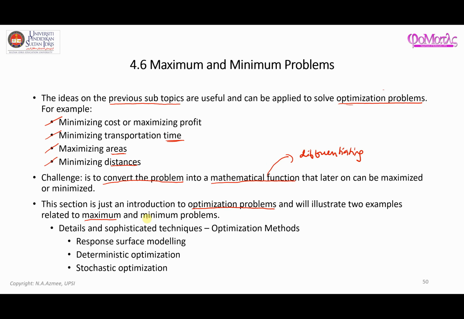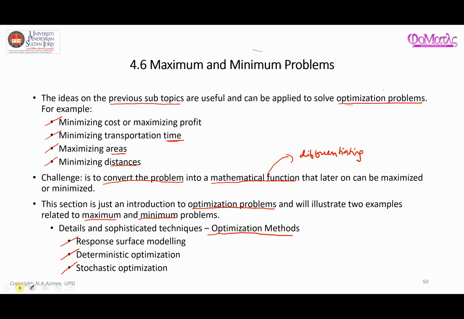Now, in this section, I'm just going to give you two simple optimization problems related to finding the maximum value and minimum value. The reason I'm doing this is that this can be considered as an introduction to optimization problems, and you will see that later on if you study a more advanced topic related to mathematics, which is optimization methods. In this topic, you will be seeing a lot of more sophisticated techniques related to solving the maximum and minimum problems, for example, response surface modeling, deterministic optimization, and stochastic optimization, just to give a few examples of those techniques.